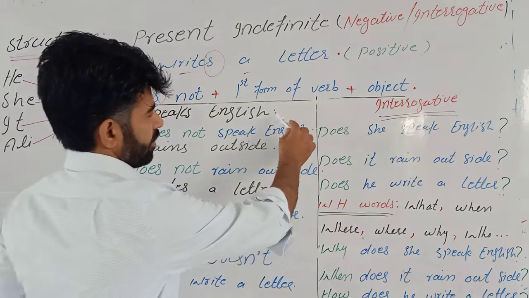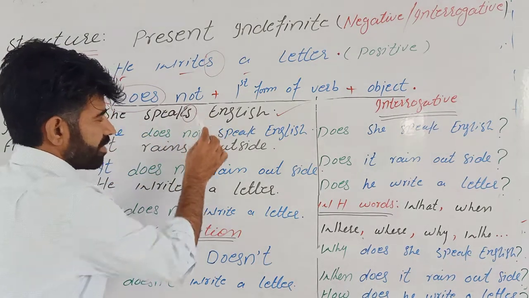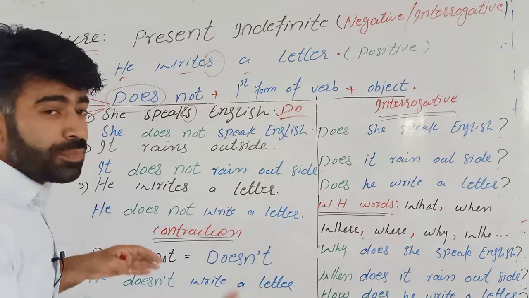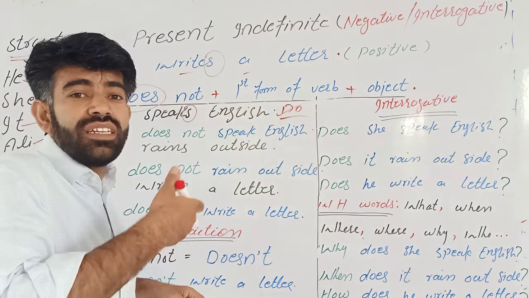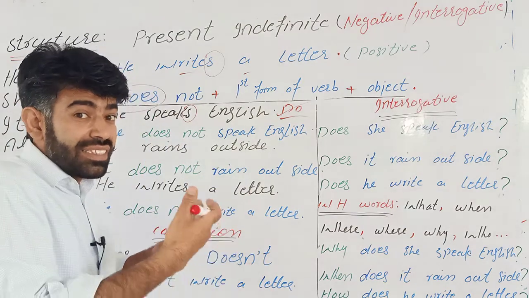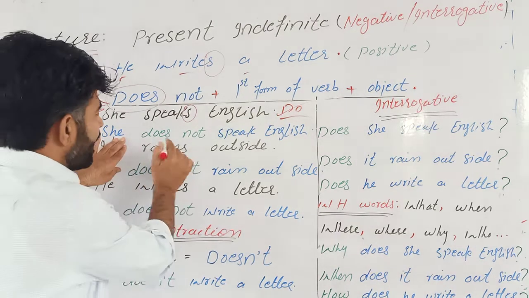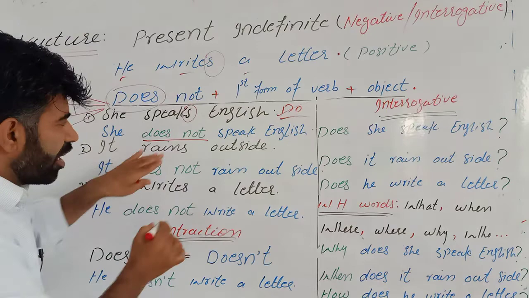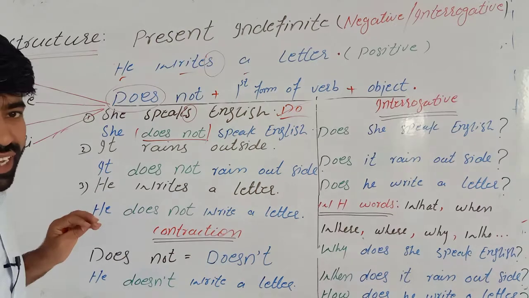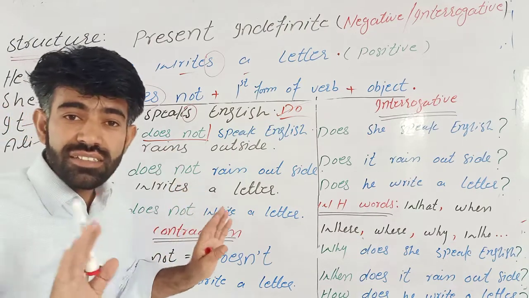So let's check a few sentences. She speaks English. What is it? This is a positive sentence. We are telling someone that somebody does something. And if we want to tell someone that somebody does not do this job, this is what we added: does not, and speak English. The rest of the sentence is the same. We added this part of the sentence. She does not speak English. Here she speaks English. Here she does not speak English.